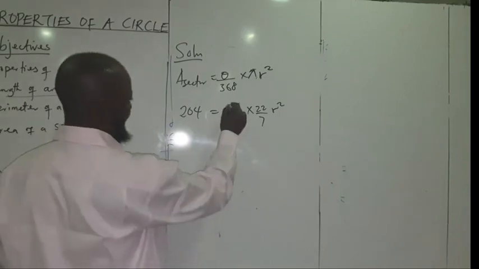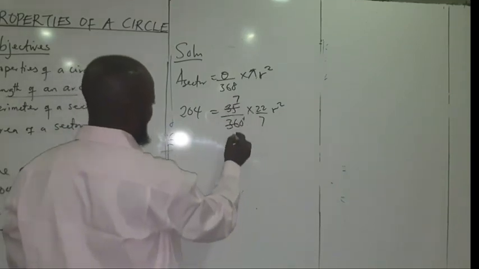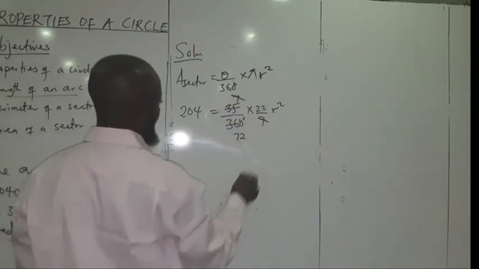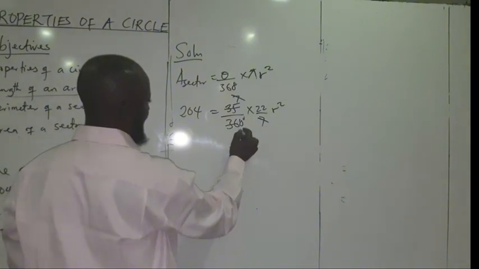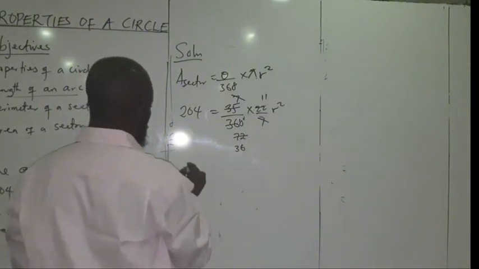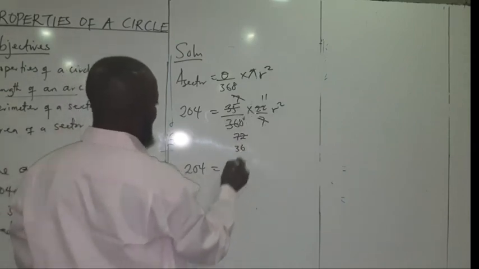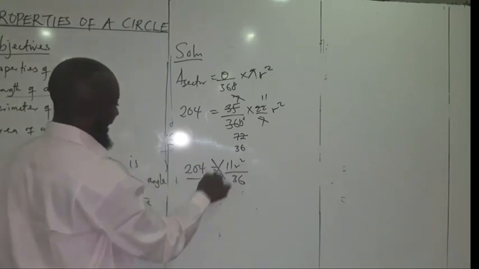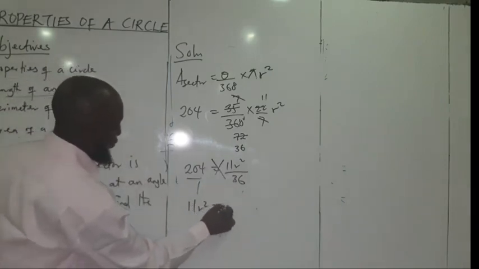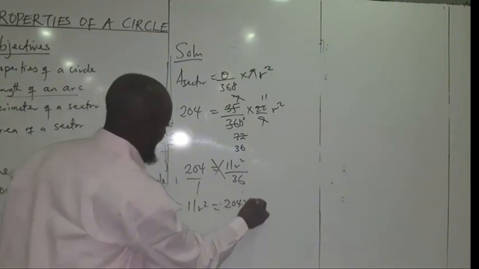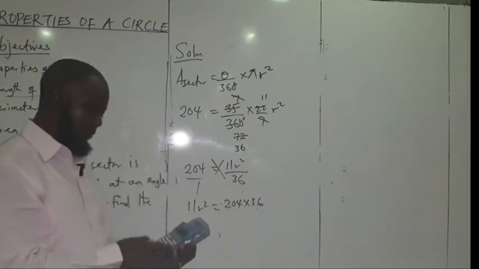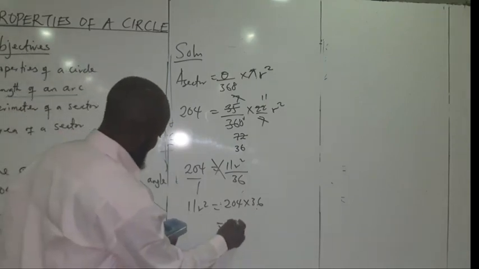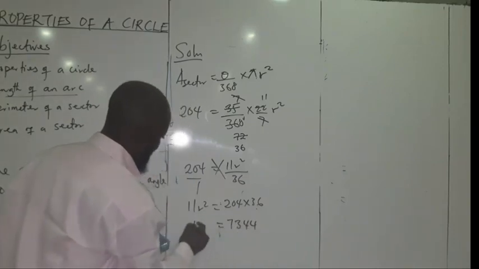So this is what we're going to do. You can decide to cut. 5 can go here, 7. 5 can go here, that's 5, 7, remainder 1, that is 72. 7 here 1, 7 here 2. Exactly. 2 can go here, that is 3, 36. 2 here was 11. So we have 204 equals 11 r squared all over 36. Then you cross multiply, that will be 11 r squared equals 204 times 36. So that gives 7,344 equals 11 r squared.